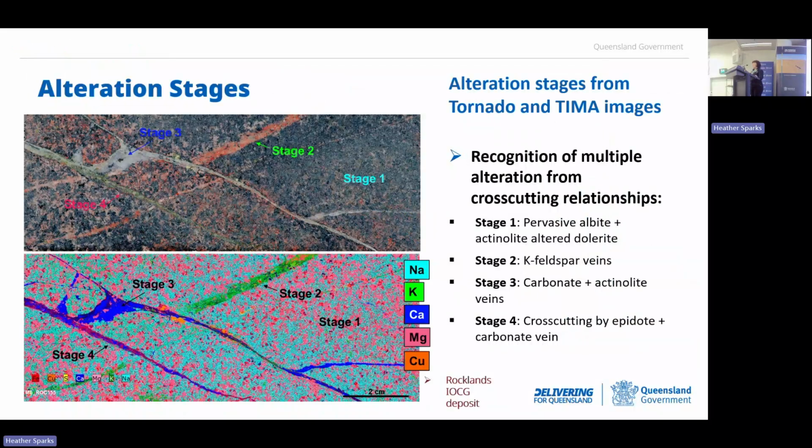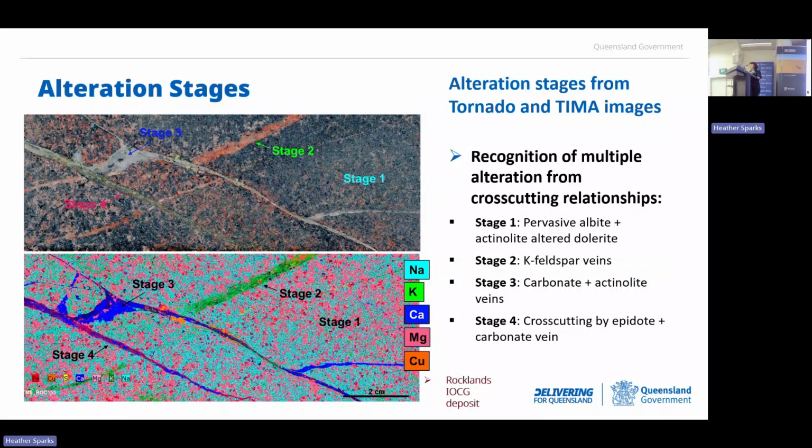Another useful aspect of the microanalytical work at Tornado is looking at the multiple generations of the minerals and the alteration paragenetic relationships. These are samples from the Rocklands deposit, and in the hand specimens, you can clearly see the multiple cross-cutting relationships where you can start to put together your mineralogy in a cross-cutting relationship.